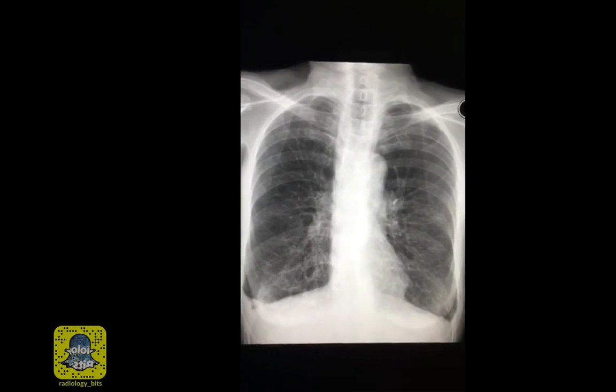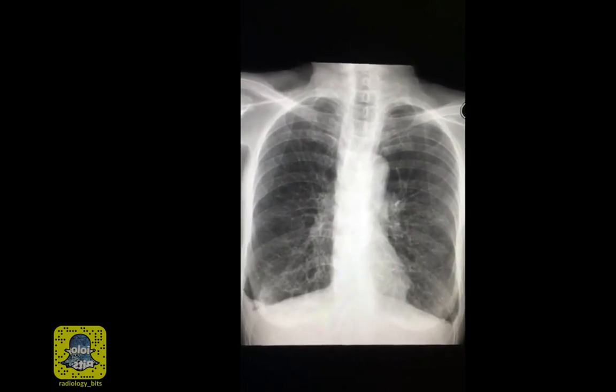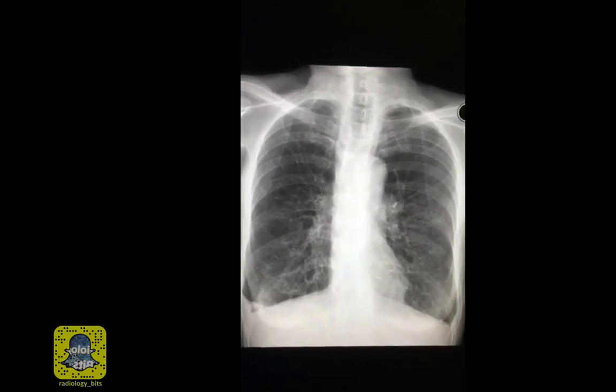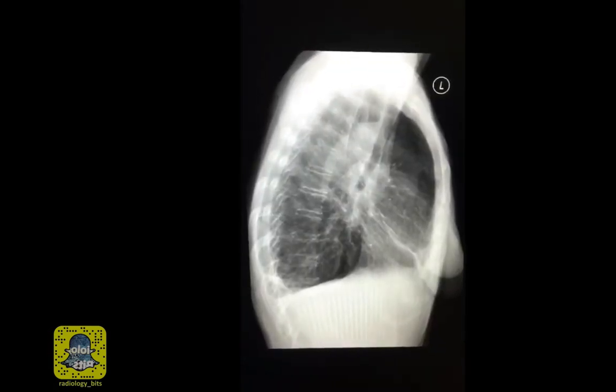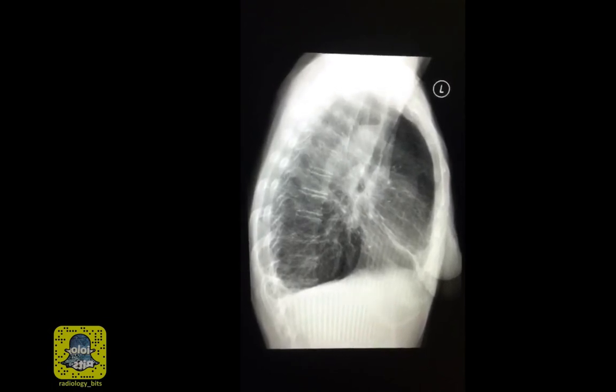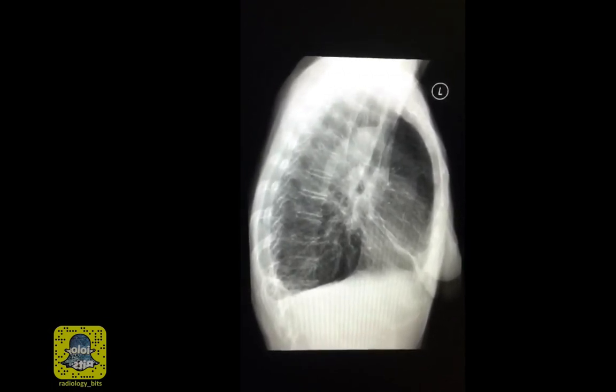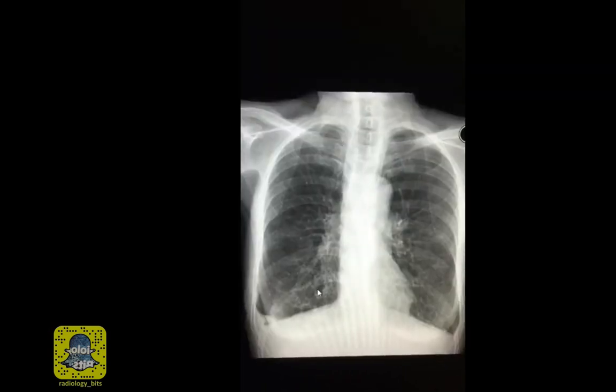This is a frontal chest radiograph on a 67-year-old female patient who presented with dysphagia. And this is the lateral chest x-ray on the same patient. There are several findings on this chest radiograph.